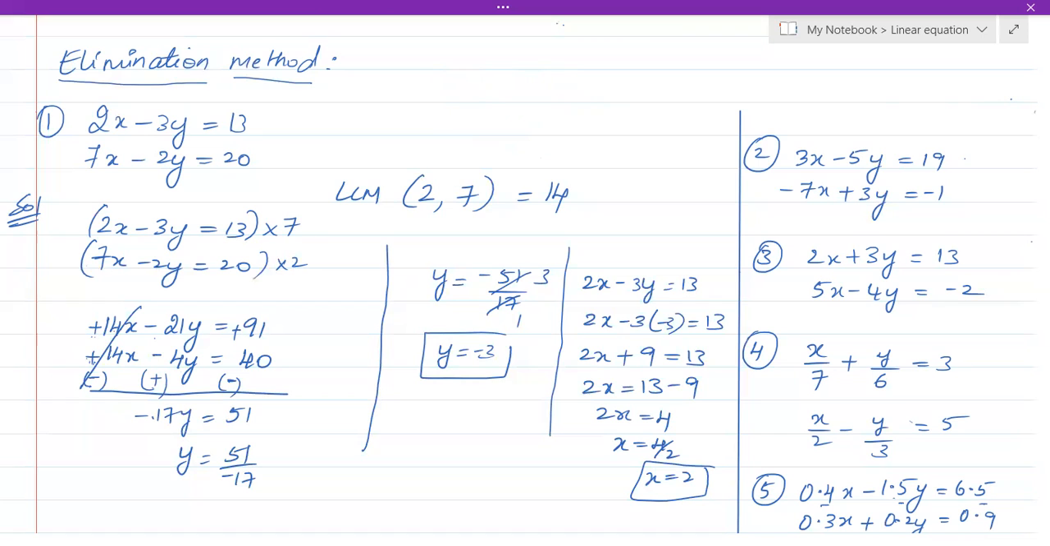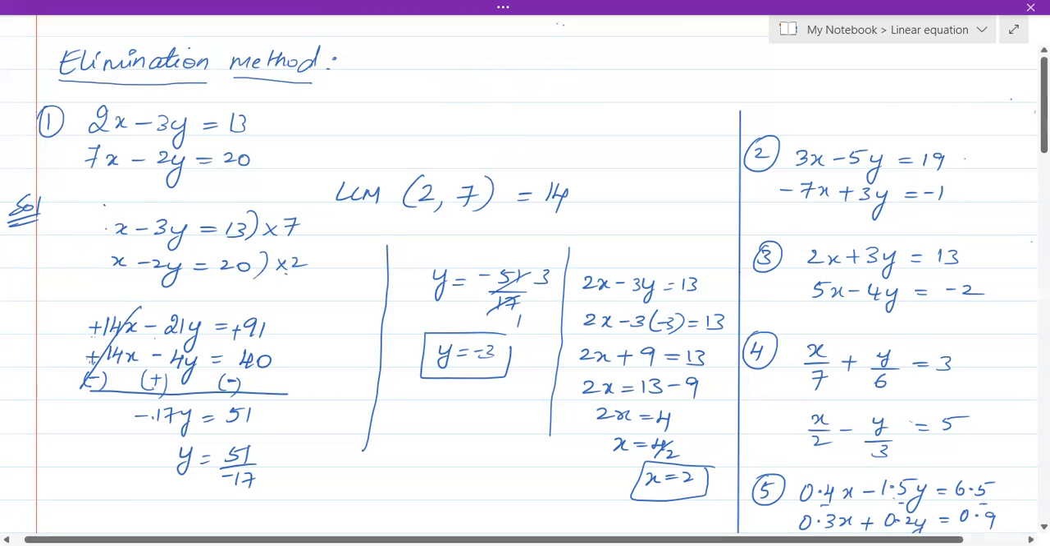So let me summarize. See, the first step, you have to choose the variable that you're going to eliminate, either x or y. It's your wish. Once you choose the variable, make sure that the coefficients are same. And do not think like this. Remember, here we have got 7 and here we have got 2. It's not like I have taken this 2 and multiplied here and this 7. It's not like that. Do not consider it like that.